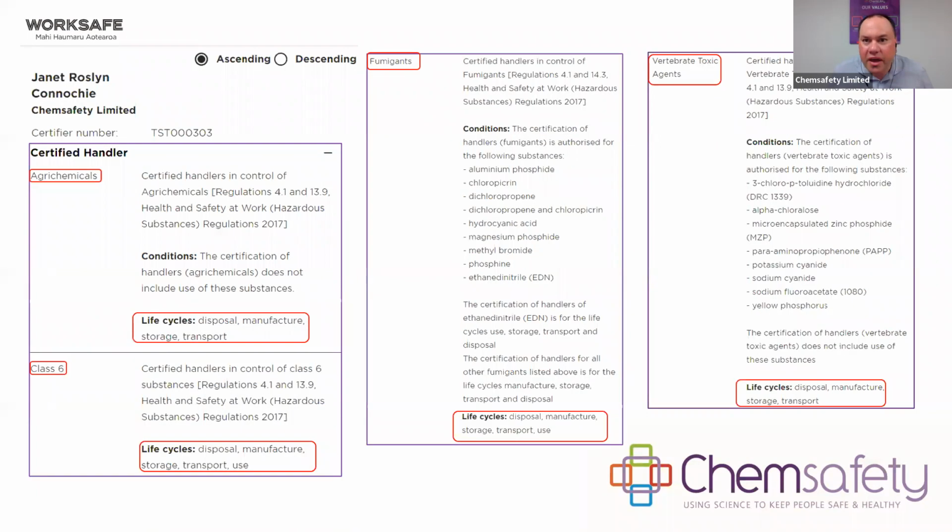And if we look at my other colleague, Janet, again, you can see here agrochemicals, but not for the use. Class 6s, pretty much every life cycle, fumigants, the use of them as well. Oh, okay, that's handy to know. And the VTAs as well, all life cycles except for use. So just bear that in mind when you do contact us, especially those of you that are needing certified handlers for vertebrate toxic agents or for agrochemicals as well.